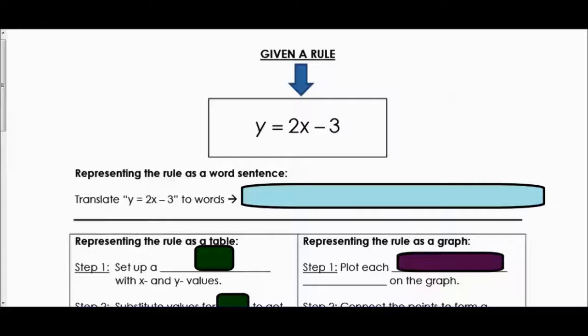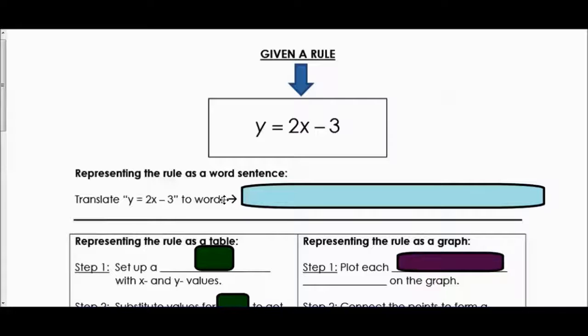Here we're going to finish making the connection between all four representations of a function. A function is really just a rule or an equation. We're going to go from that to words, to a table, and to a graph. We're also going to be given each of those.